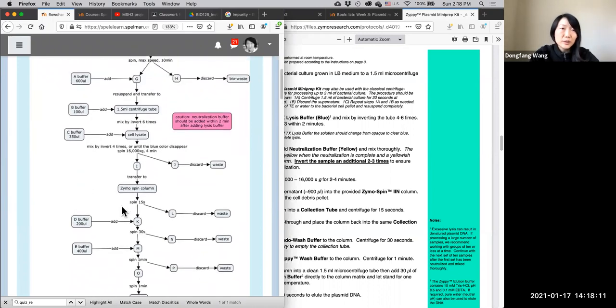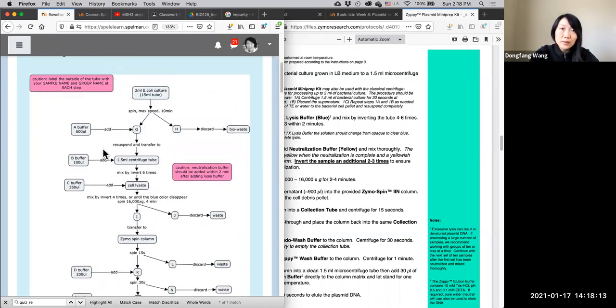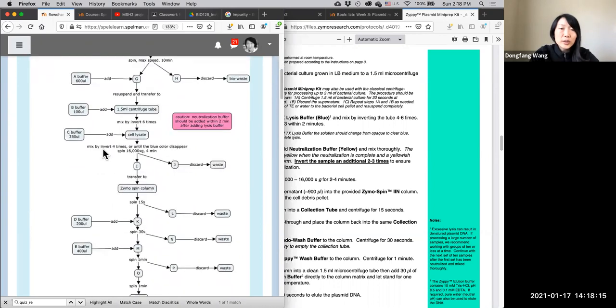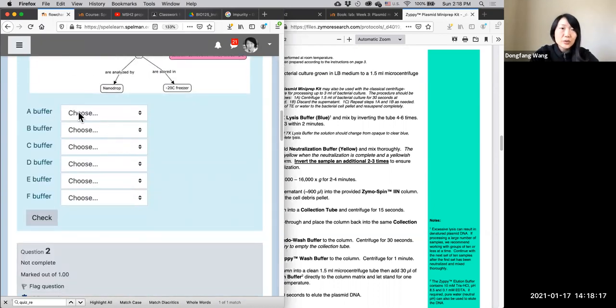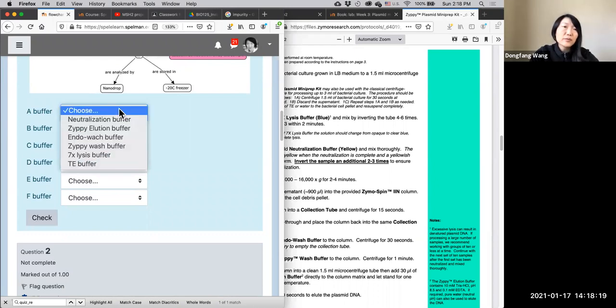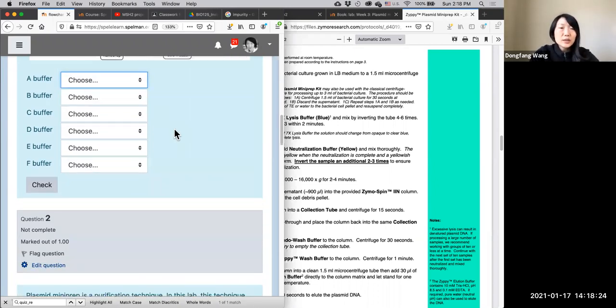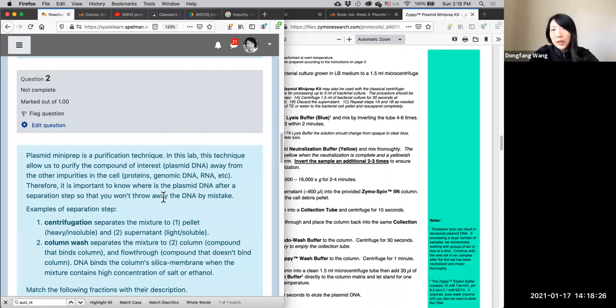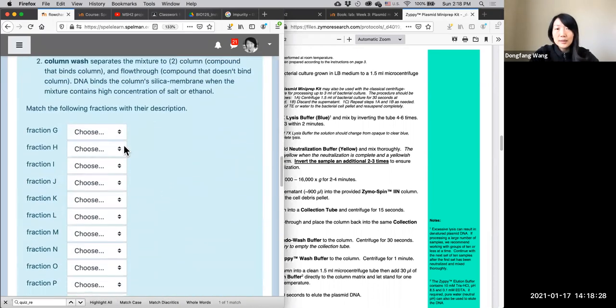There are a number of buffers used throughout the entire procedure. Here, your task is to match the name of the buffer with its location on the flowchart. And then question number 2 is to trace where the DNA is. Is it in the pellet? Is it in the supernatant? Is it on the column, or is it in the flow through? So this is enough of a hint to get you started on this assignment called flowchart.